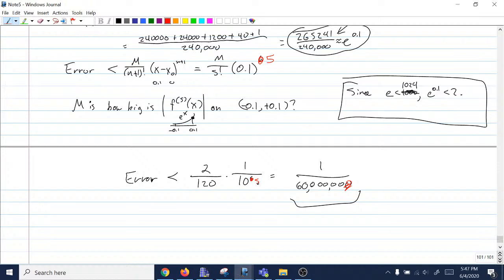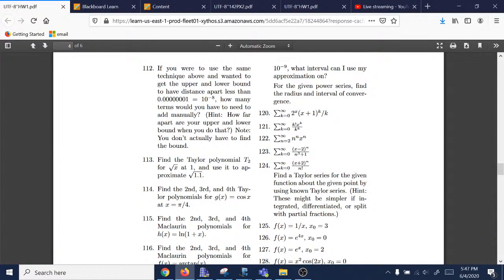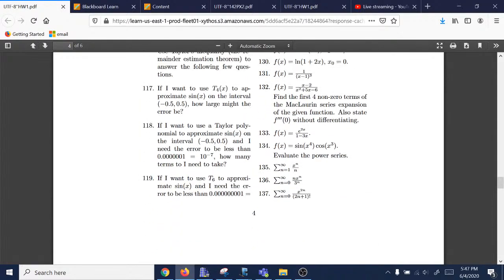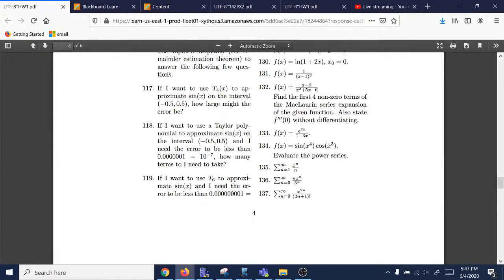That's Taylor's inequality. It's got a lot of valves you can mess with, and I have problems about those. So one of the problems is, if you wanted to approximate sine x with T4 of x on this specific interval, how big could the error be? This is asking you to use Taylor's inequality to bound the error.